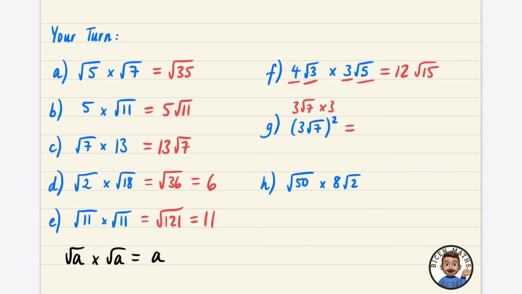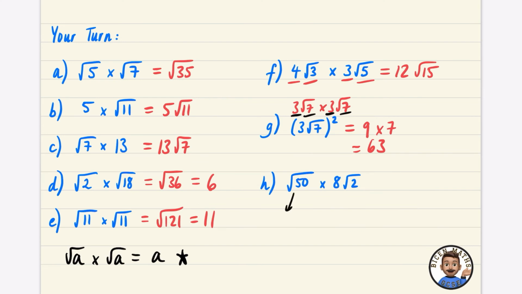Now, if something is squared, that just means it's multiplying by itself. So it's 3 root 7 times 3 root 7. The 3 times the 3 is the 9. The root 7 times the root 7, well, using this law that we've got down here, we just know that that's going to be multiplying by a 7. So it's 63.